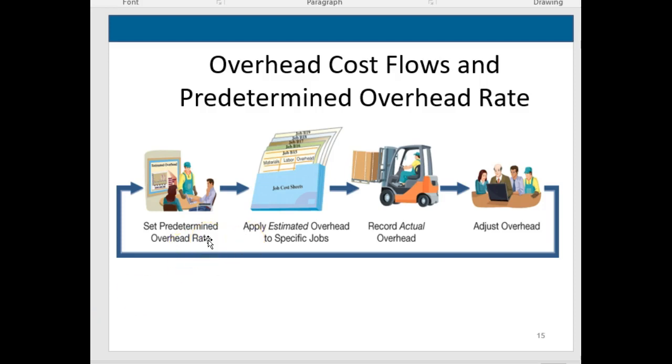So you use the predetermined to apply it to the job as it goes through. When you get to the end of the period, then you record the actual overhead. And then you adjust that because you're going to have an applied account and you're going to have an actual account. And they're actually in the same account called factory overhead, only the debit is the actual overhead and the credit is the applied. And we'll look at that more as we go on.